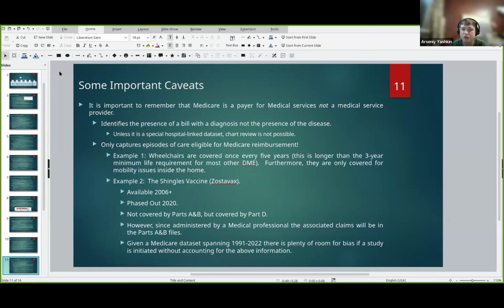You can't do a chart review. So what you see is what you get. And if a doctor a month later changes his mind, right, we don't see the change in mind. You just have to use a proper ascertainment algorithm.